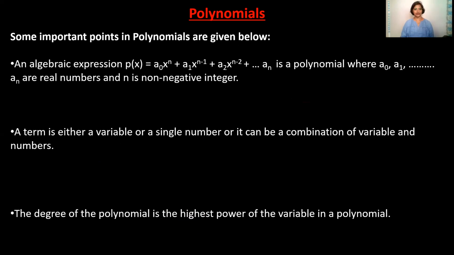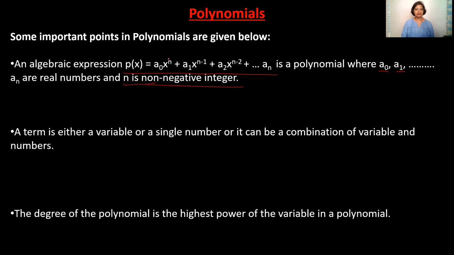Here are some important points in polynomials which are given below. This is the standard form of a polynomial expression, and by using this, I'll tell you each and every condition which will satisfy the definition of a polynomial. An algebraic expression P(x) equals a0 x raised to power n plus a1 x raised to power n minus 1 plus a2 x raised to power n minus 2 and so on up to an is a polynomial, where a0, a1, up to an are real numbers and n is a non-negative integer.